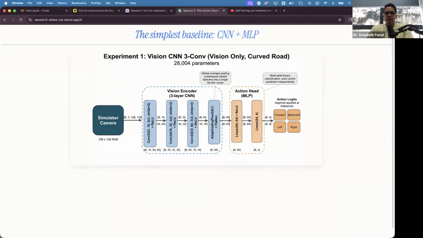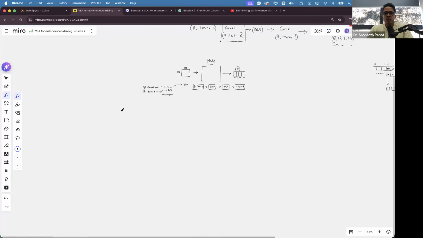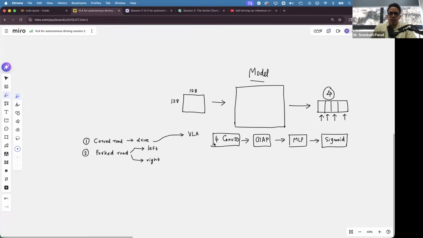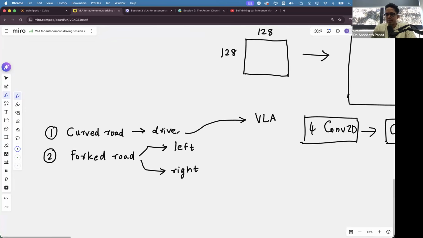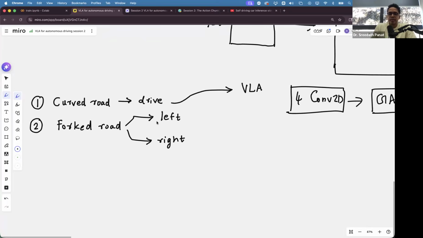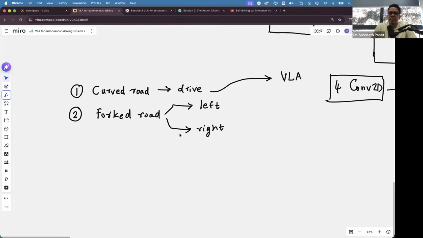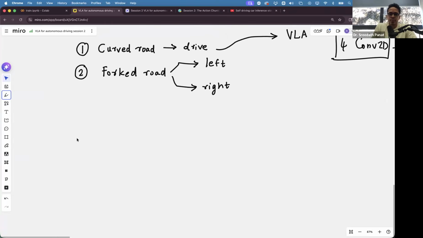Now let's go back to our discussion. Our discussion started around this. We have 2 cases. We have a curved road where driving happens in just one direction, where vision language action is not required. In a forked road, there is left or right. Now, there is another case where, in a forked road, no vision language action is required. So let me write 2 situations for you. In curved road, the following experiments are what we are going to do today. Not fully, but we'll discuss them.